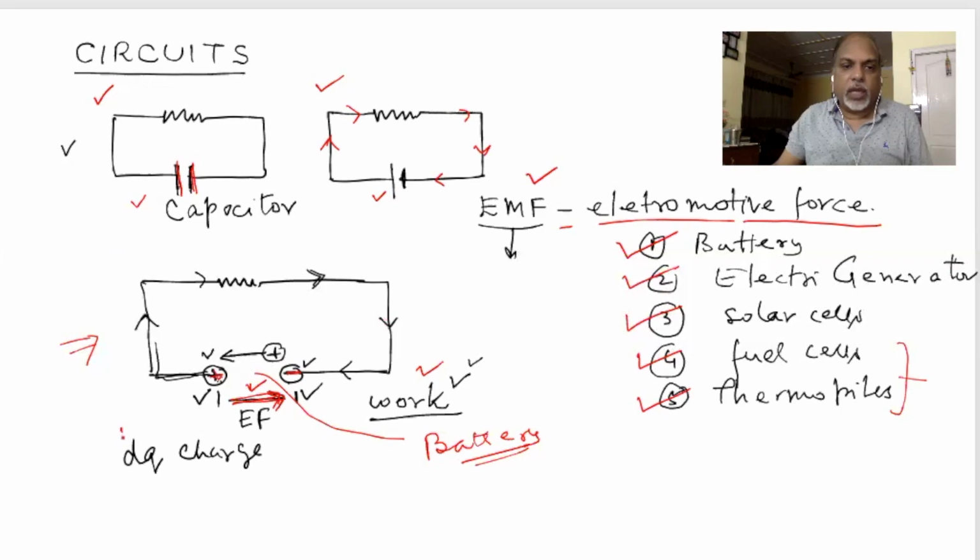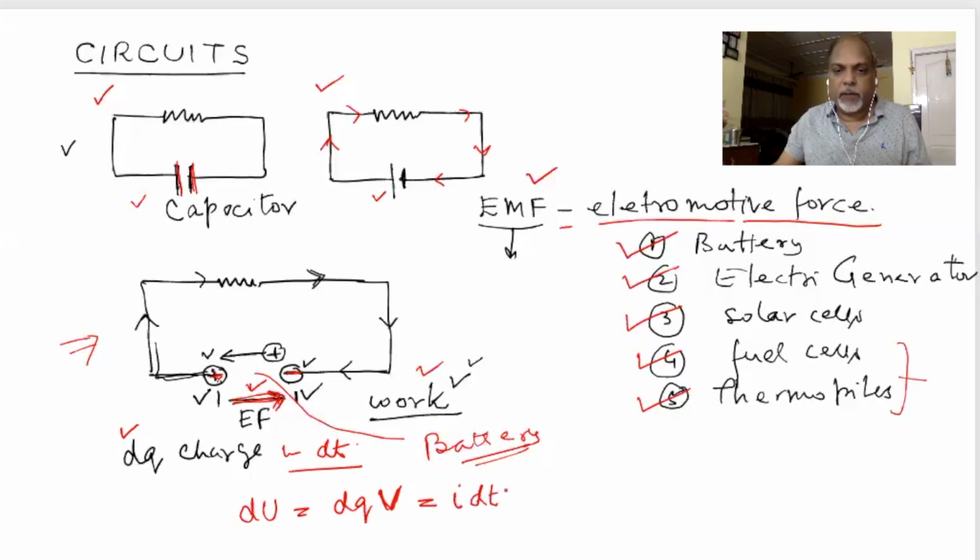Now suppose dq charge is being transferred in dt time, then what is the potential energy? dU is equal to dq into V, where V is the potential difference within which this dq charge is moving. So dq into V will be the potential energy, and dq is nothing but I dt, so dU is I dt into V.